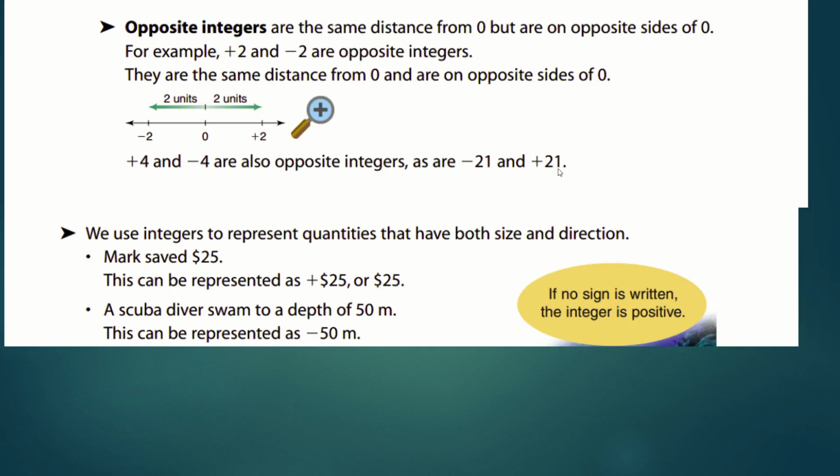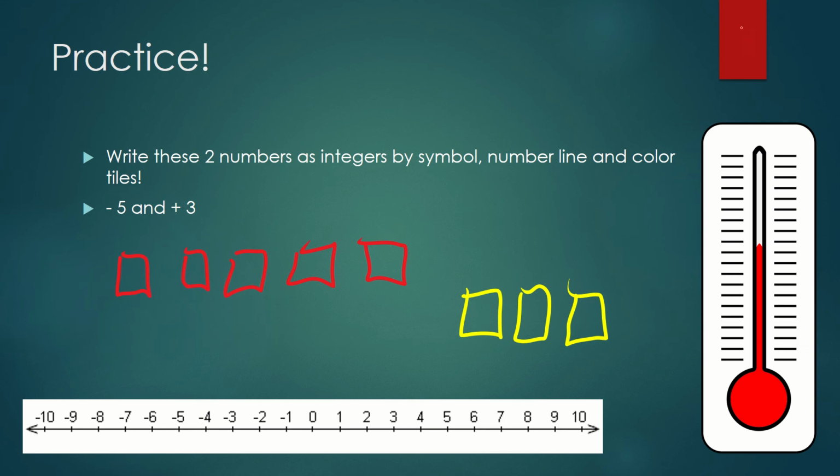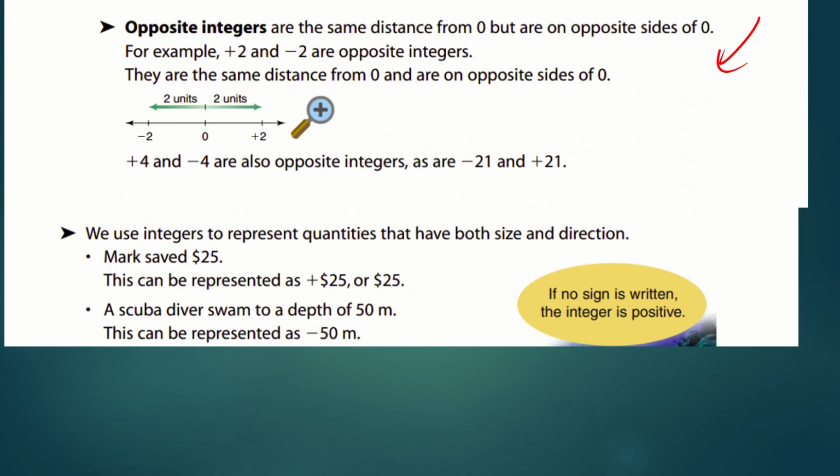Okay, with integers, there's something called opposite integers. It's the same distance from 0, but on opposite sides of 0. For example, plus 2 and negative 2 are opposite integers. They're the same distance from 0, and are on opposite sides of 0.